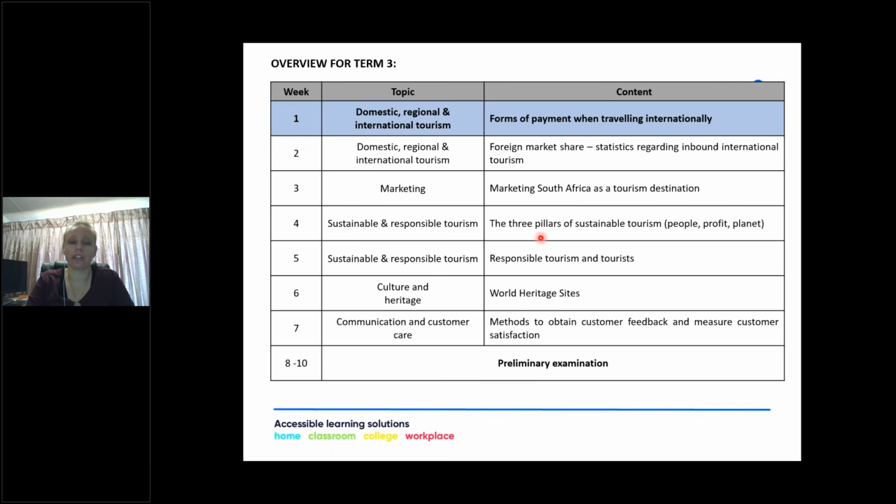Week 4, we're going to look at the 3 pillars of sustainable tourism, which includes people, profit, and planet. Then we're going to look at responsible tourism and tourists. Week 6, we're going to look at World Heritage Sites in more depth. And week 7, we're going to look at the methods to obtain customer feedback and measure customer satisfaction. And then weeks 8 to 10 is left for your preliminary examinations.